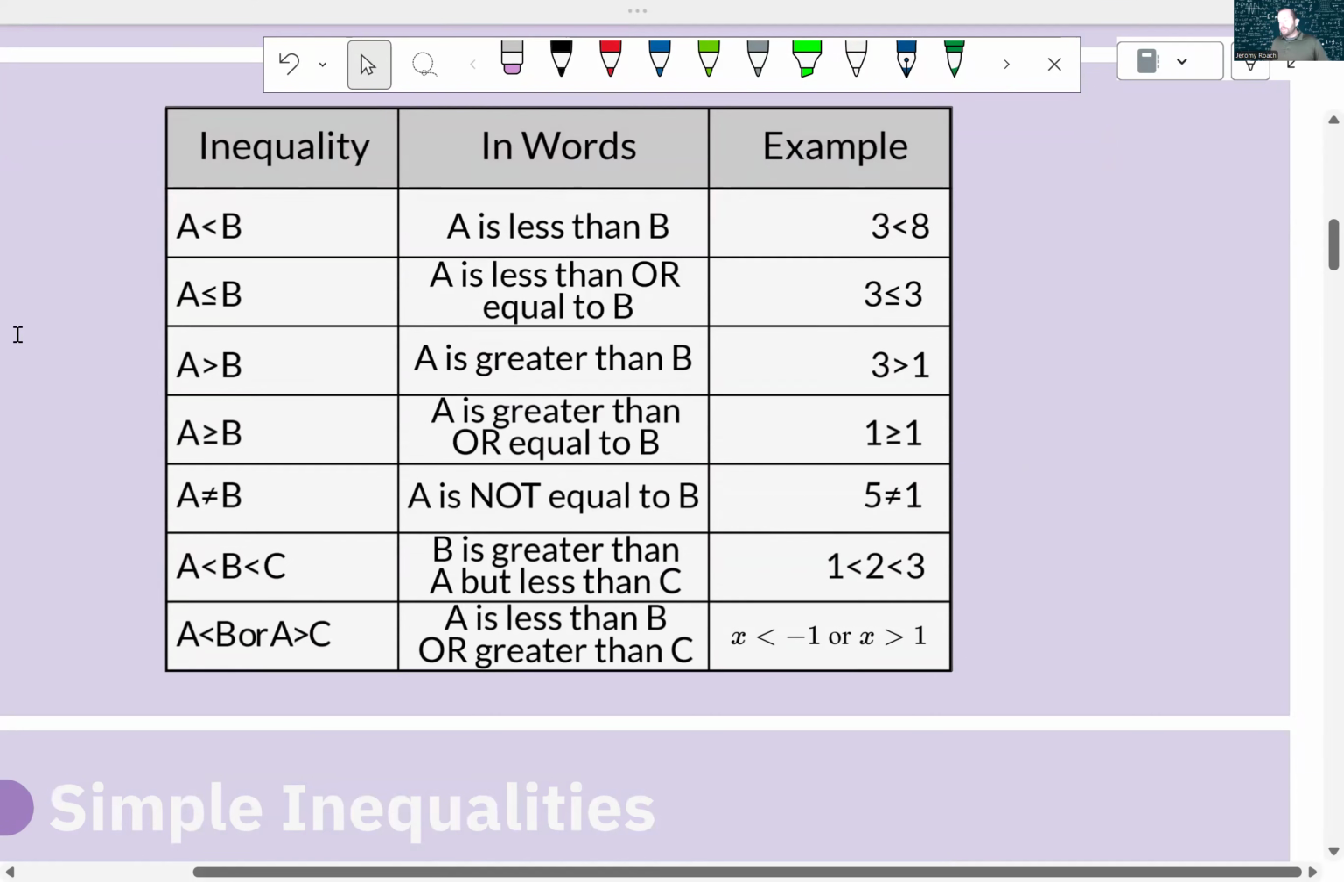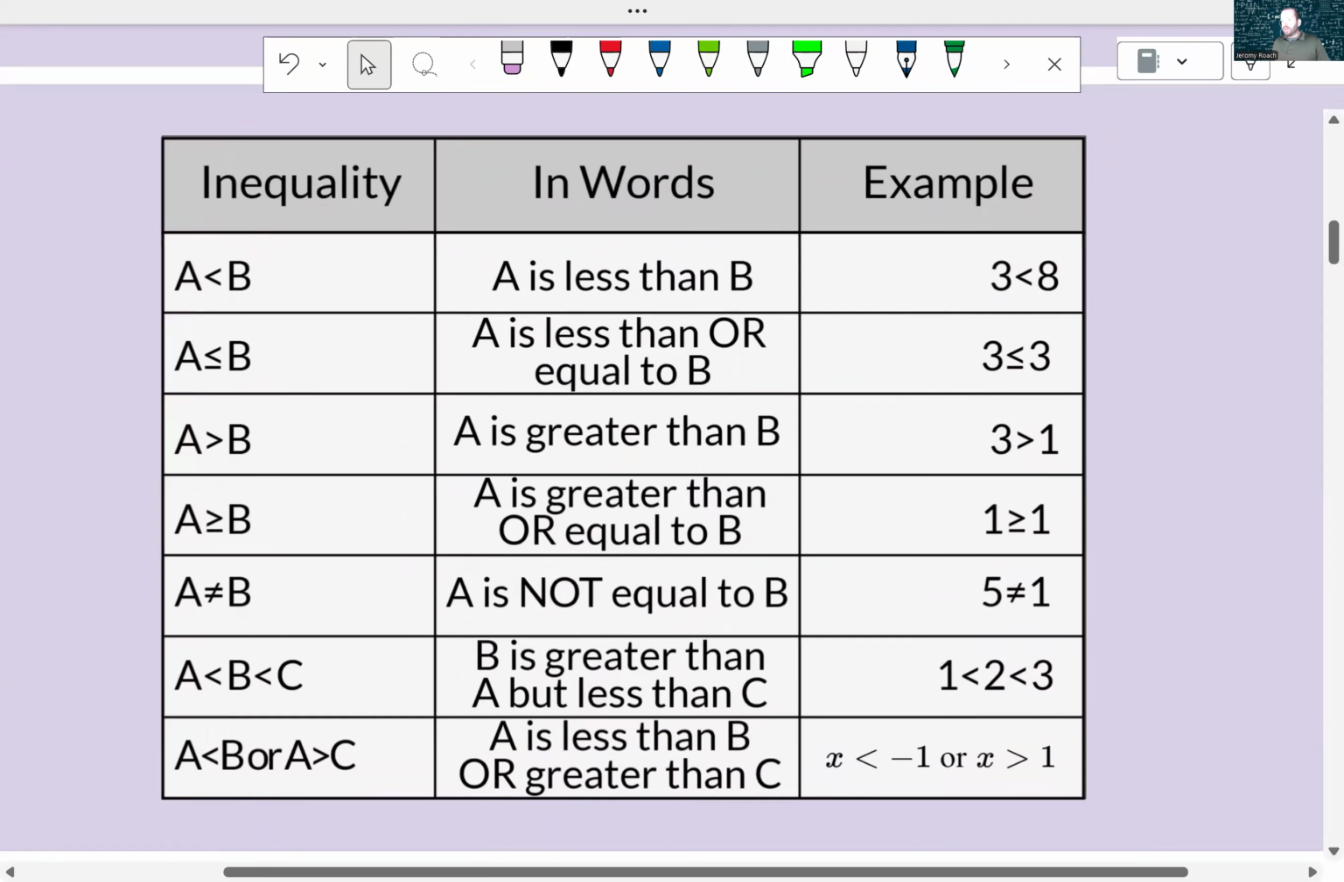So an inequality, very simply stated, this example, A is less than B. You might recall this from earlier grades. Maybe you learned about the alligator eats the bigger number, if that's how you remember the less than sign. This says A is less than B. Example, 3 is less than 8. A is less than or equal to B. That's half of an equal sign and a less than sign. So this is a true statement that 3 is less than or equal to 3.